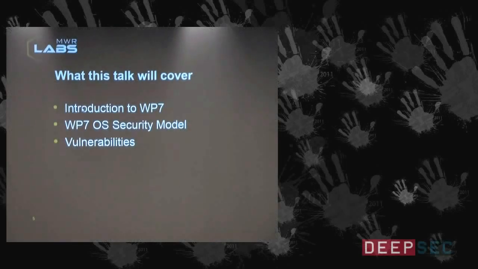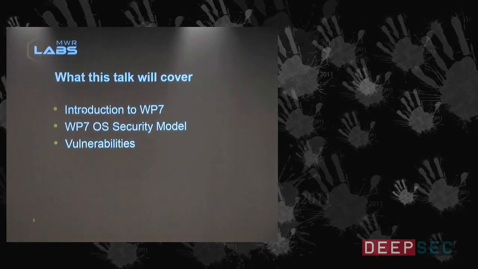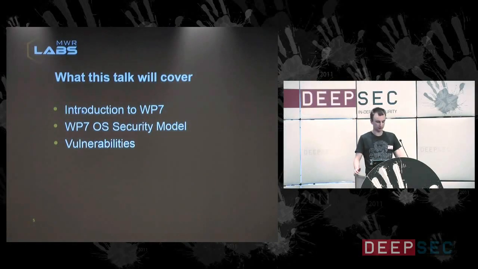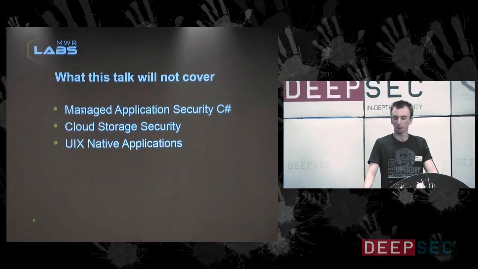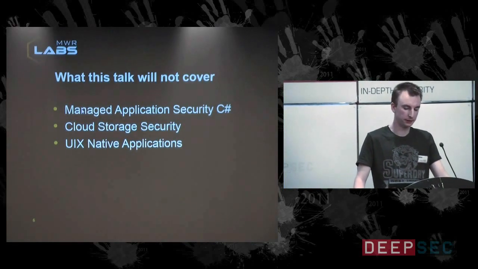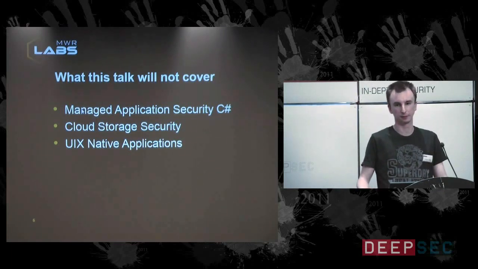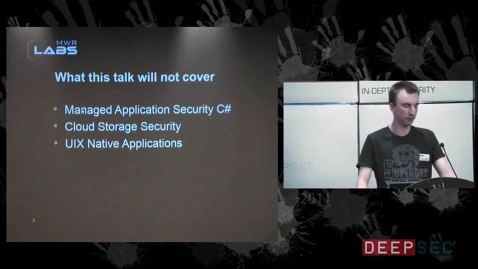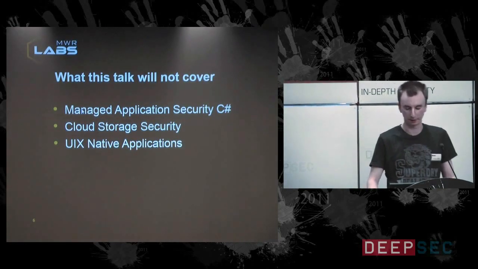Off with an introduction to Windows Phone 7. It's quite a new phone OS, so for those of you who aren't familiar with it, I just want to provide an overview. Then I'll talk about the security model, the security features, and then finally, perhaps the most interesting bit, the vulnerabilities. I won't be covering managed application security, cloud storage, or UIX native applications. Really, this talk focuses on the platform security, the OS level security offered by the platform.